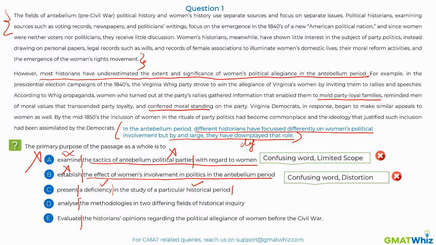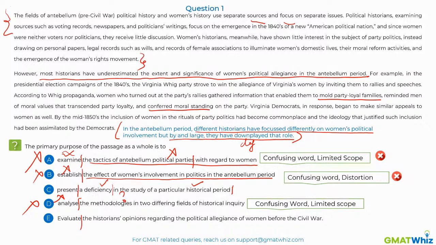Okay. D, analyze. Again, no in-depth study anywhere, so analyze is wrong. The methodologies in two differing. Where is the methodology given, guys? You are told the source is separate, the focus is separate. Is that the methodology? Methodology is a lot, it talks about processes. This is not talking about processes. And again, that was only mentioned in the first para. So this is very, very limited in scope, and the confusing word is wrong. So B incorrect, D incorrect, the two contenders.